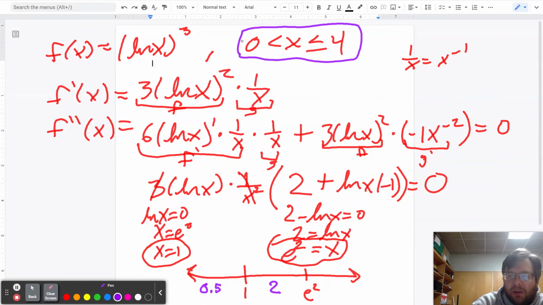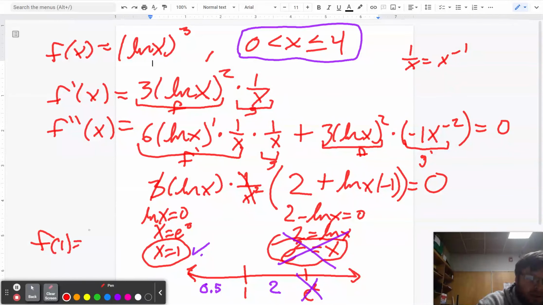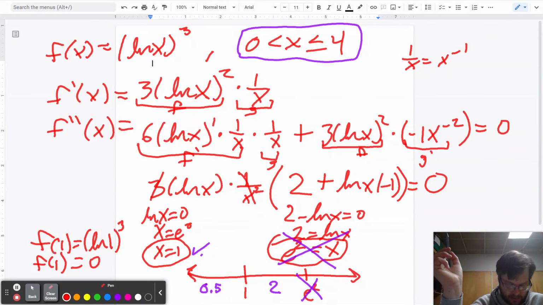If you think about it, e is a little bit bigger than 2, so e squared is outside of our domain. There's nothing wrong with it mathematically, but we don't even need to worry about it anymore because we were told only to look at between 0 and 4, and e squared is outside of that. So this is our point of inflection's x value. To find the y value, we go back up to f of x. So f of 1 is the natural log of 1 cubed, which is 0 to the third power. So f of 1 equals 0. So that's our inflection point, (1, 0).